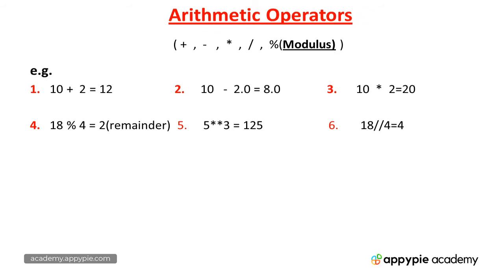Then at number 5, I have written 5, two multiplication symbols, that is stars, then 3. That means 5 raised to the power 3. It will give you 125. Then at 6, we have written 18 double slash 4. This is going to do the floor division. When we divide 18 by 4, we tend to get 4 point something, but we will get 4.